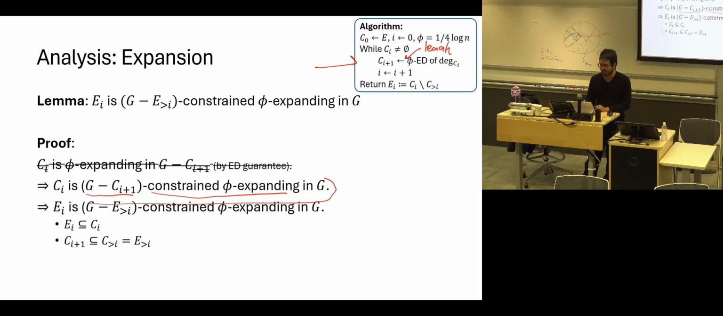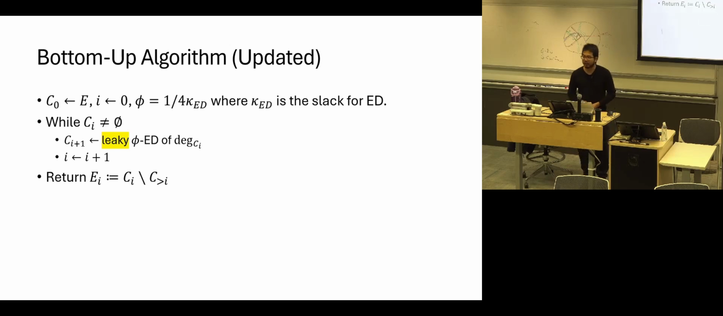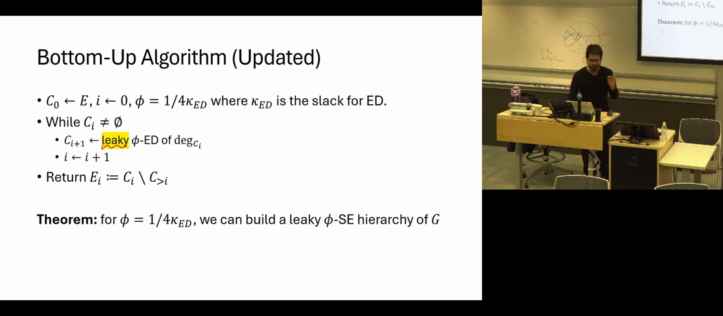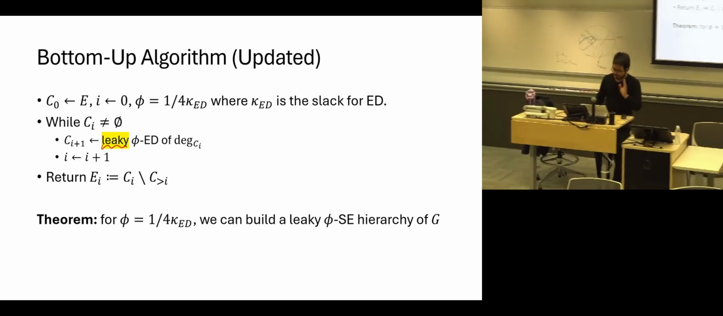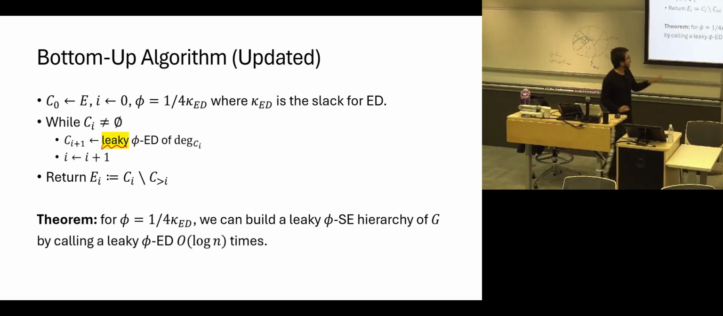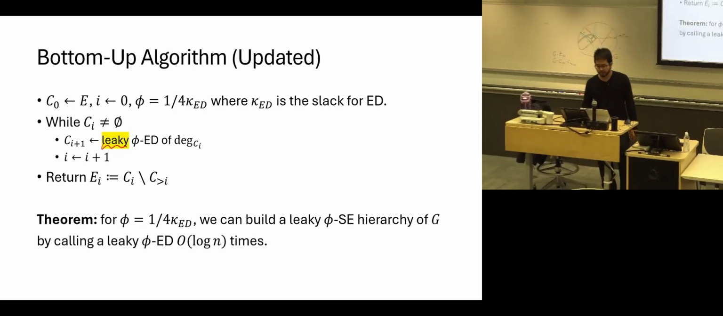Basically, we can just use a leaky version of expander decomposition, because this is all we want. Leaky expander decomposition guarantees this exactly. So leaky SE hierarchy only requires leaky expander decomposition. So to conclude, if we set phi to be something like 1 over log, you can build leaky phi SE hierarchy just by calling leaky phi expander decomposition log n times.